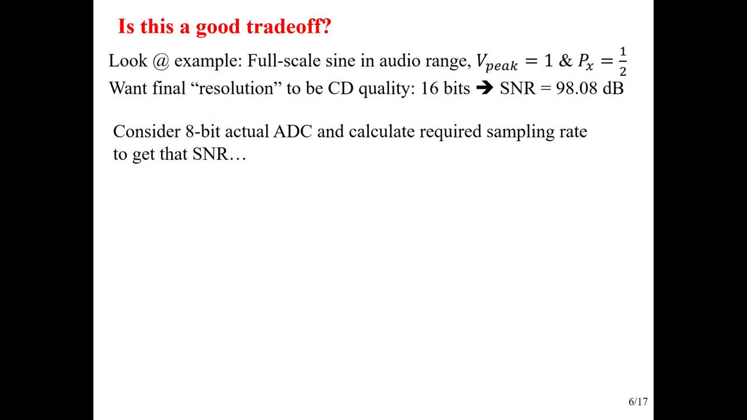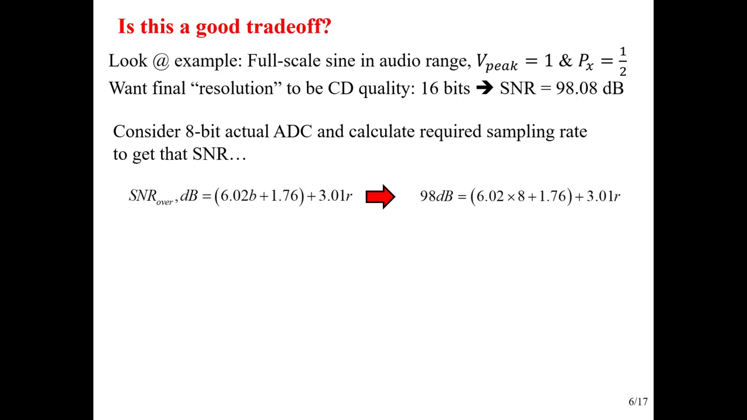So that's the idea. Instead of using a 16-bit A to D at the Nyquist rate, we're going to try to use an 8-bit A to D converter at a faster rate. And we're going to see how fast I have to go to get up to 16-bit performance from an 8-bit actual A to D. So let's do the analysis. Here's the formula we just came up with.